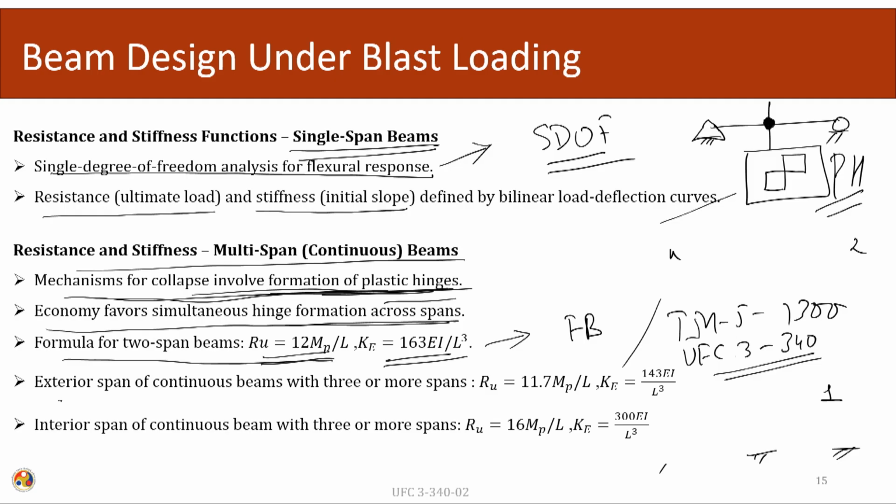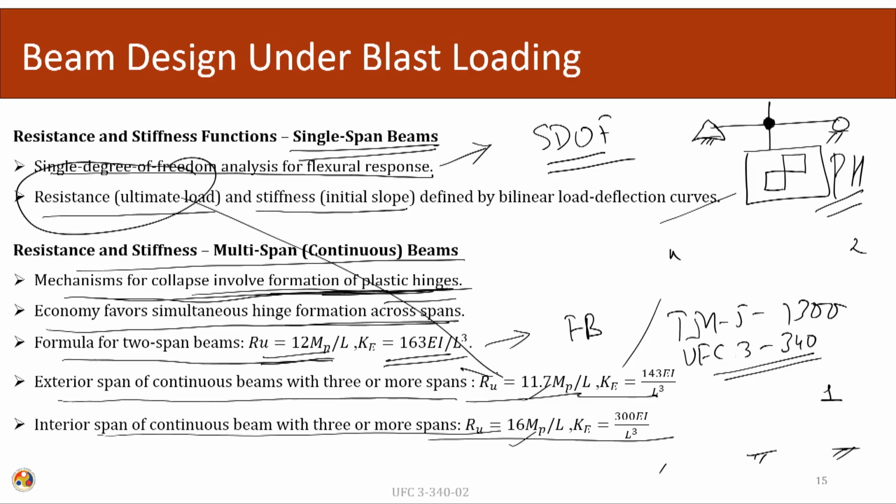For the exterior span of a continuous beam with 3 or more spans, this is the equation. For the interior span of a continuous beam with 3 or more spans, this is the equation. So for different boundary conditions and different configurations, we have the equations for the ultimate load and the corresponding stiffness. We can use any of them depending upon our circumstances. Whichever beams we are dealing with, we can take the appropriate formulation and use it.